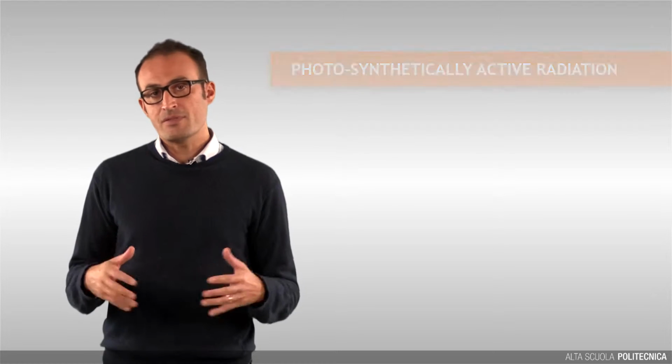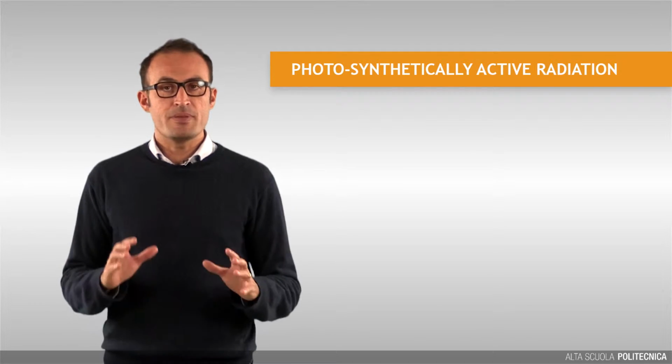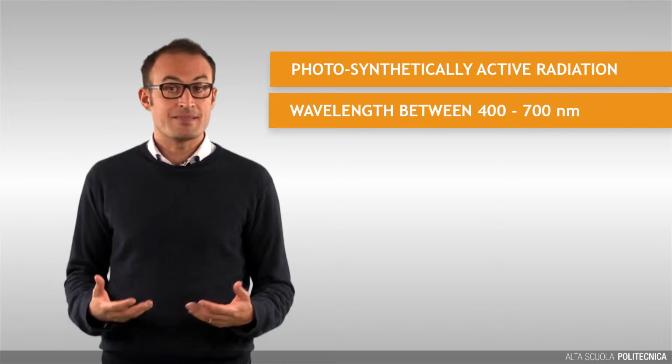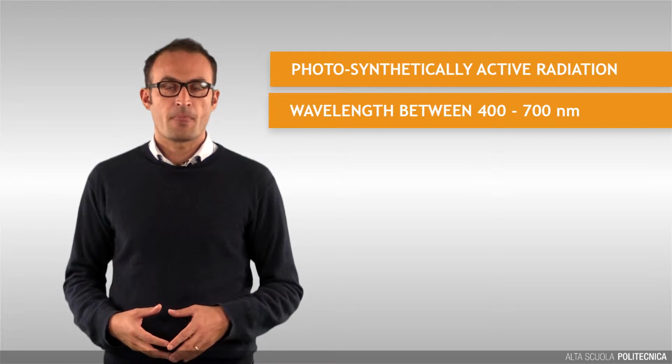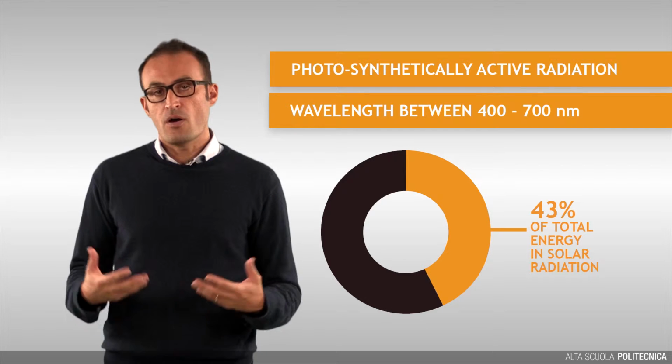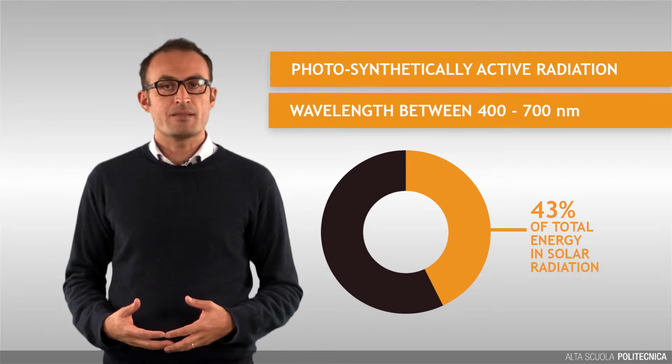The excitation of pigments contained within chloroplast takes place with light at wavelength around 700 nanometer. The photosynthetically active radiation, PAR, is in the range of wavelength between 400 and 700 nanometer. This contribution is less than 43% of total energy in solar radiation.